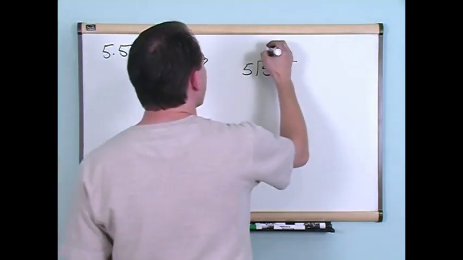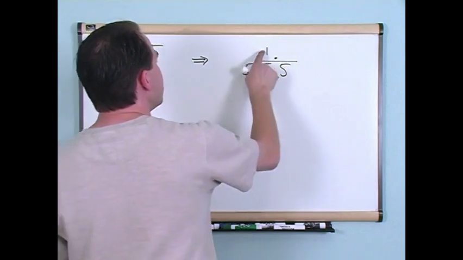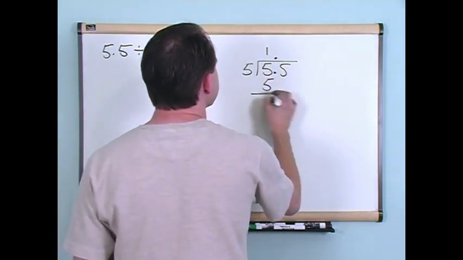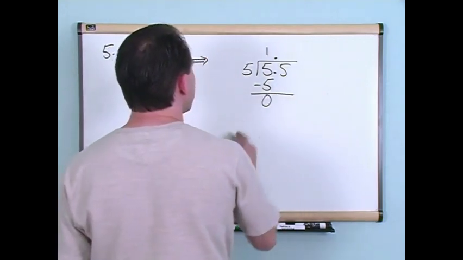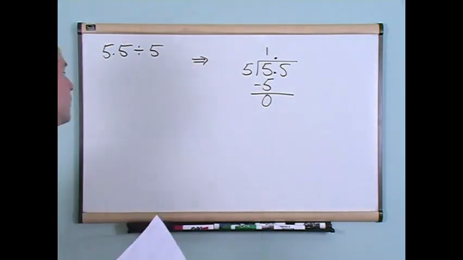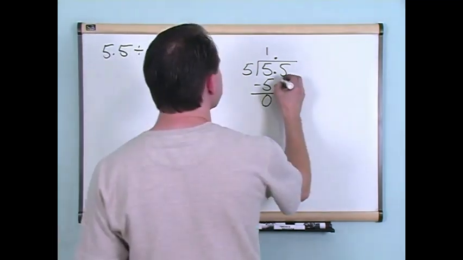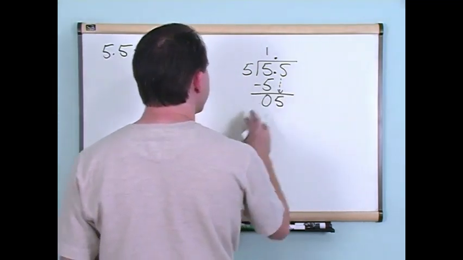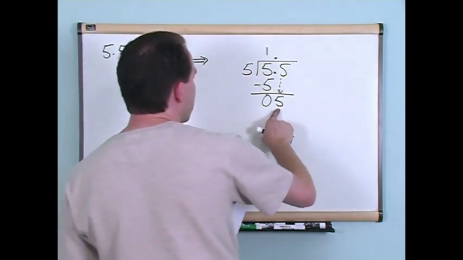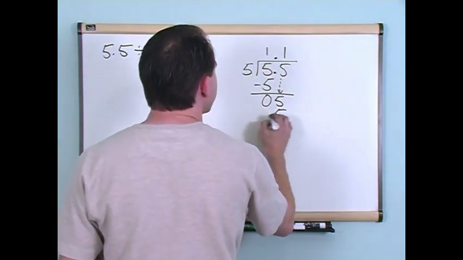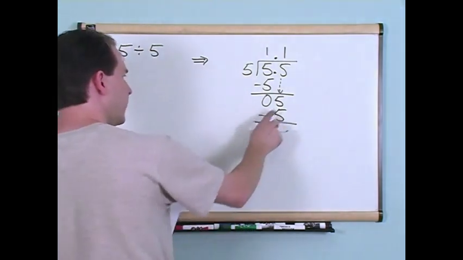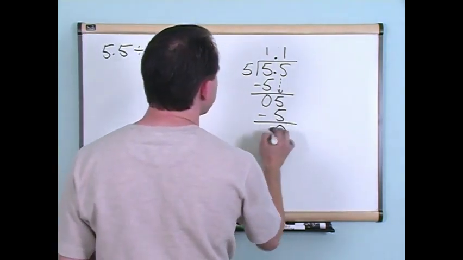5 can go into 5 one time, because 1 times 5 gives me 5. And now I can subtract: 5 minus 5 gives me 0. Can 5 go into 0? Well, no, it can't. But I can drag down my next digit, which is a 5. Can 5 go into 5? Yes, it can, one time. 1 times 5 gives me 5. Subtract, like always. 5 minus 5 gives me a 0.